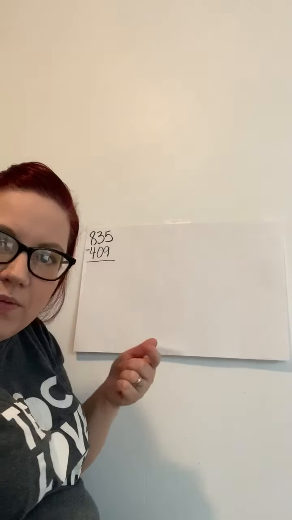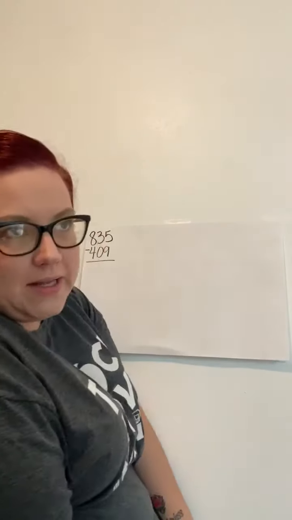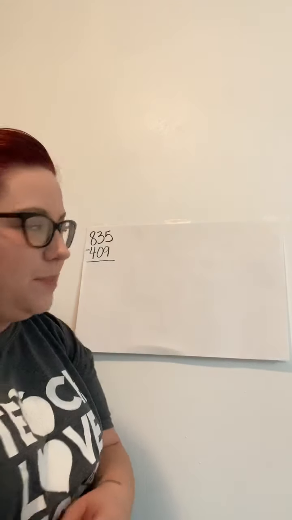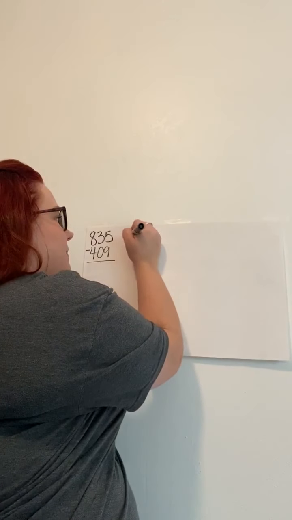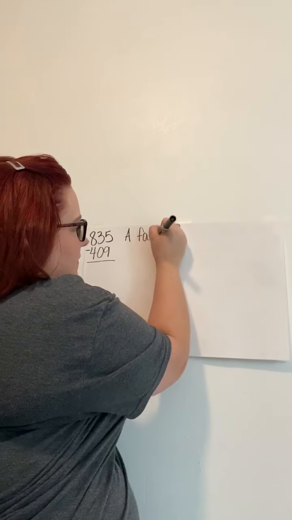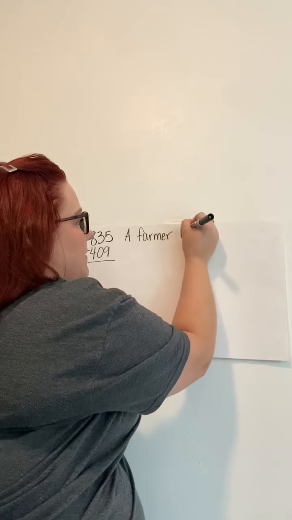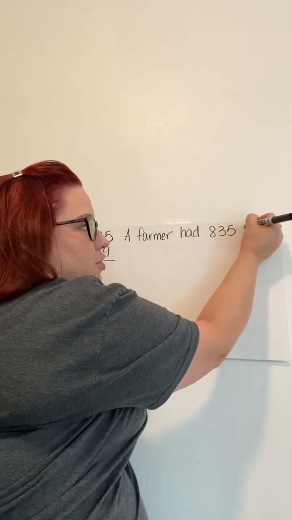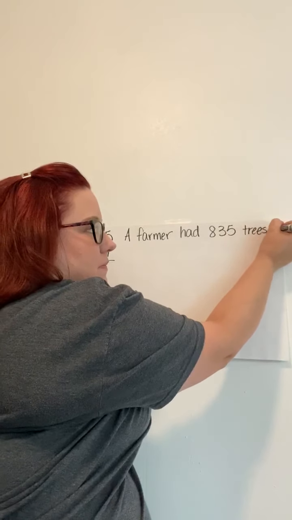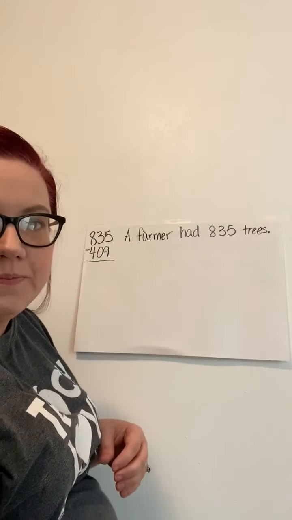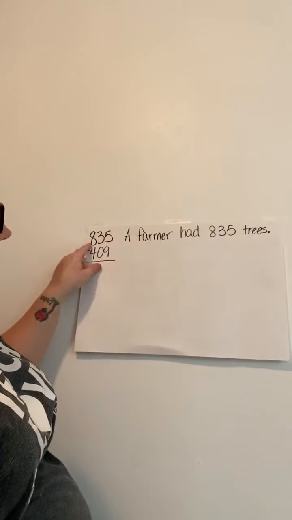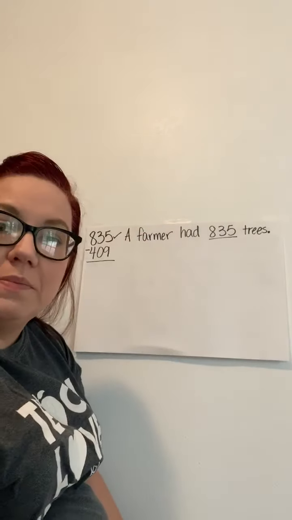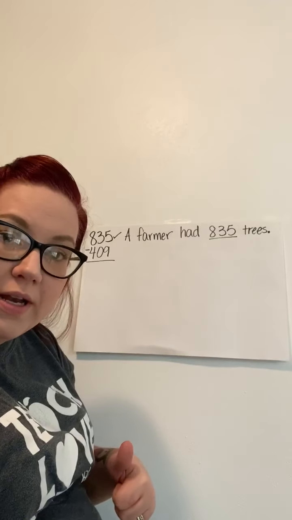So let's think of something that we can put together for that. So let's say, I liked the apples last week. Let's go with apples again. So a farmer had 835 trees. So we have our first number, 835. That's how many we start with. Okay, so now something happens and we're going to take away 409 of them.